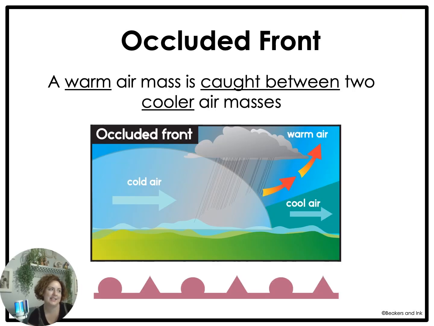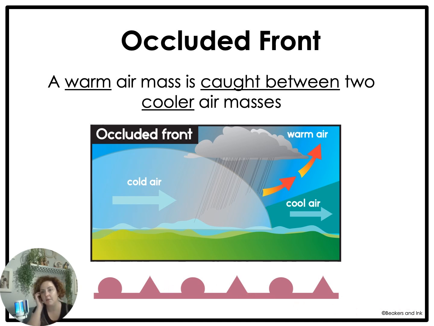Occluded fronts. This is where a warm air mass is caught between two cooler air masses. So you can see we have this really big cold air mass that came in rather quickly, more than likely, meeting a slightly slower cool air mass that's just trying to work its way out. But in between that, you had a warm air mass that just got sandwiched and it's stuck. That's why you get both warm and cool air in the front diagram.